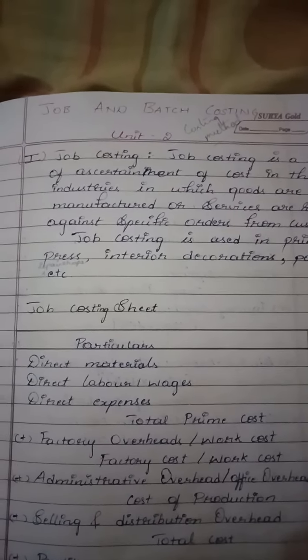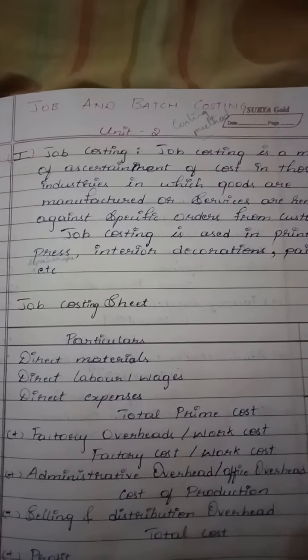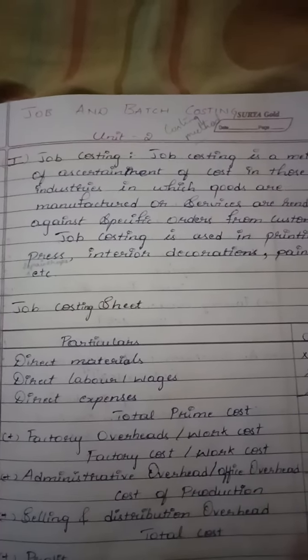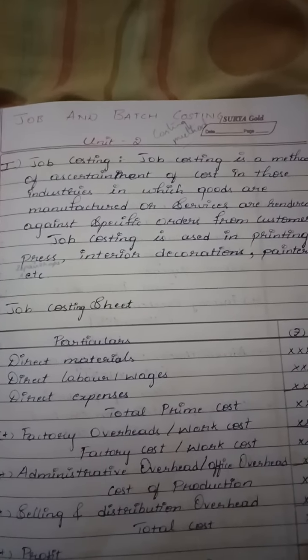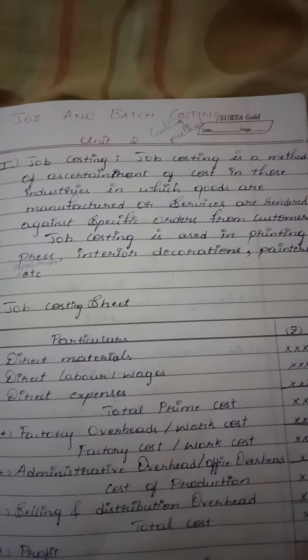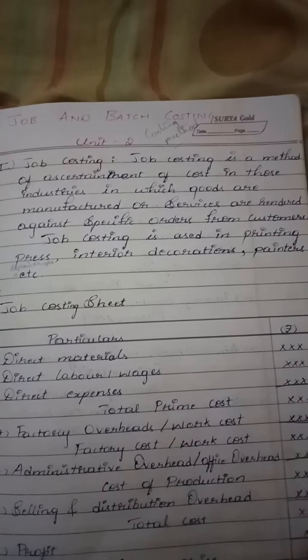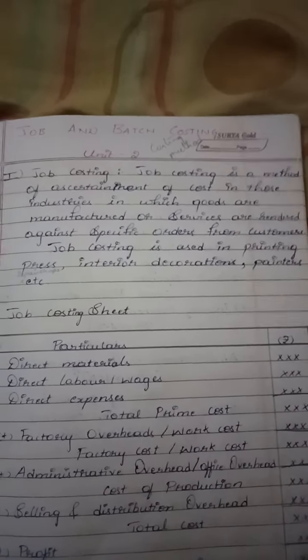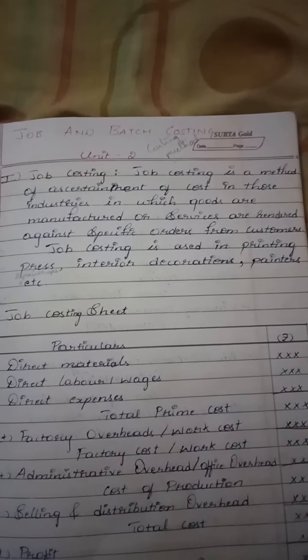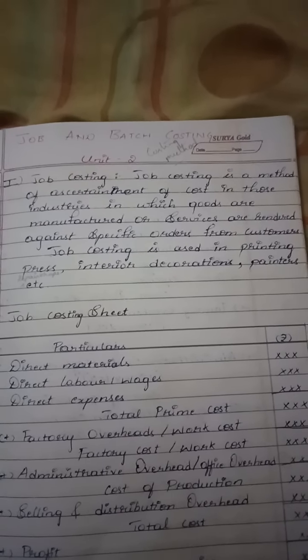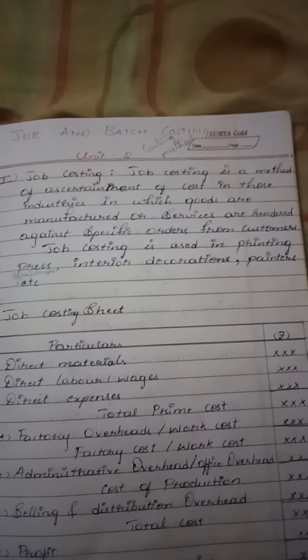So costing methods. Before formally discussing the practical session, we should know the meaning of certain basic terminologies, that is cost. So what is cost? Cost is an expenditure incurred in order to manufacture a product. So you know that in order to manufacture a product, certain expenditure will be incurred. So this expenditure should be exact here.